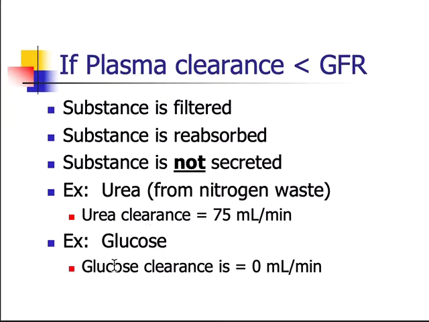Glucose, you reabsorb all glucose, right? If you have normal, healthy functioning kidneys. So your glucose clearance is 0 because you reabsorbed it all. So it's all going back into your plasma, right? All going back into your blood.